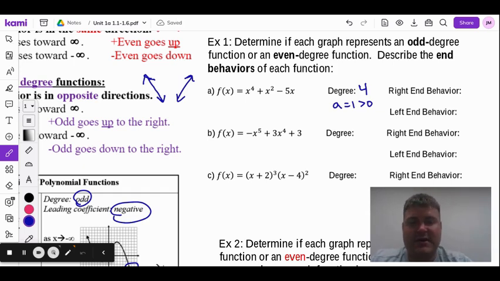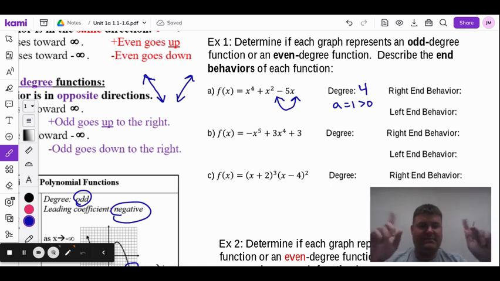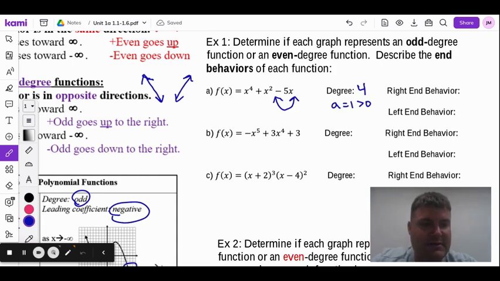So real quick, I like to do a little bit of a sketch. Our function here has the same end behavior because we are even. 4 is an even number. So our right end behavior is going to be positive. I'm going to put a plus infinity. And our left end behavior is going to be the same because it's even. So right and left are the same because they're even. Why are they both up? Because the a value is positive.